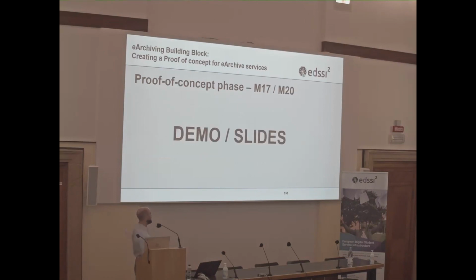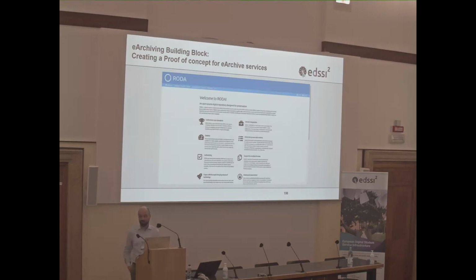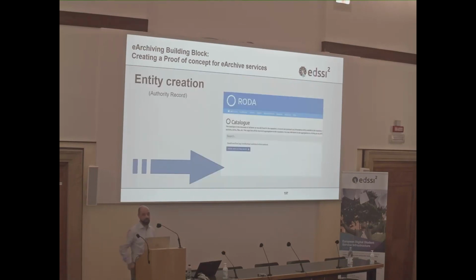Okay, at this point, I'm going with the slides. If I've got time, I'll do the live version. This is RODA, and here you've got the welcome menu. You have a login and some features to go ahead with the program. Very quick: what do we have to do before using the system? First, creating the entity, the authority record. We created the University of Barcelona.